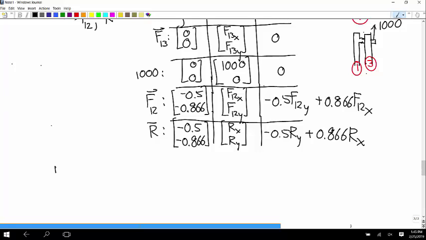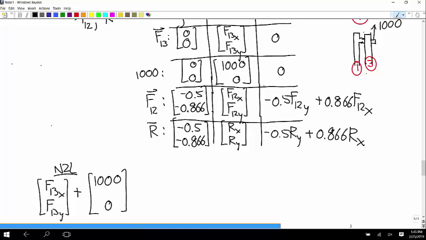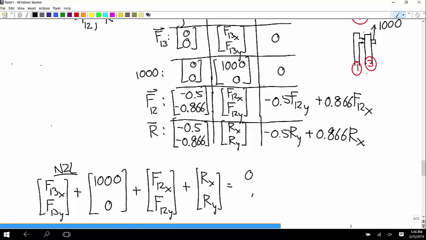And now Newton's second law, we can just add up these forces and set them equal to 0. So F13x, F13y, plus 1,000, 0, plus F12x, F12y, plus Rx, Ry is equal to 0s.